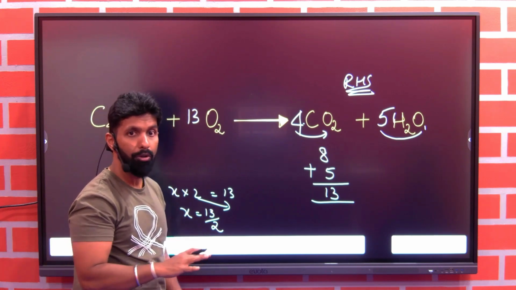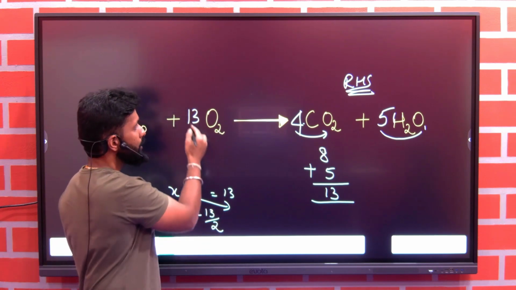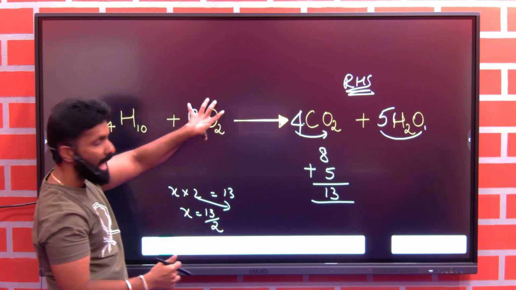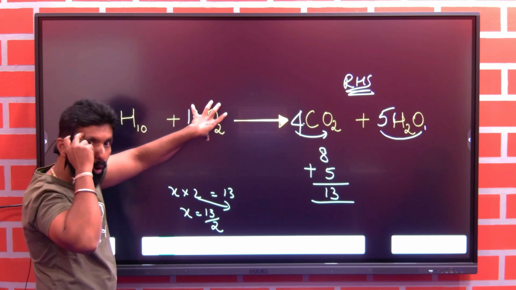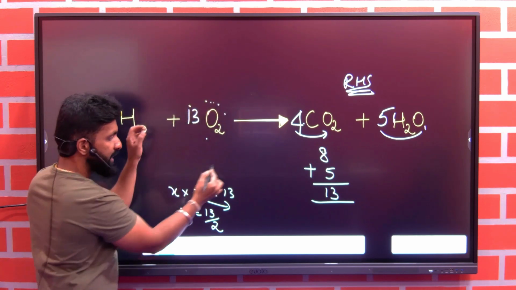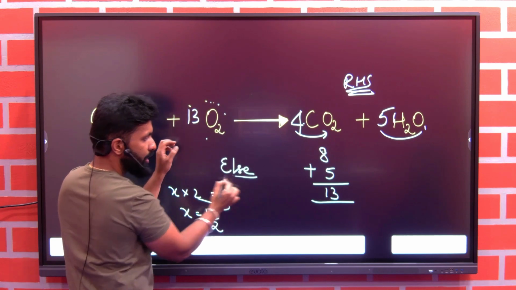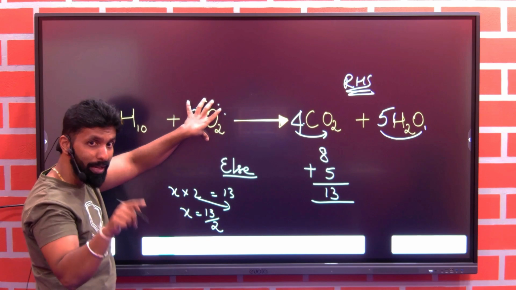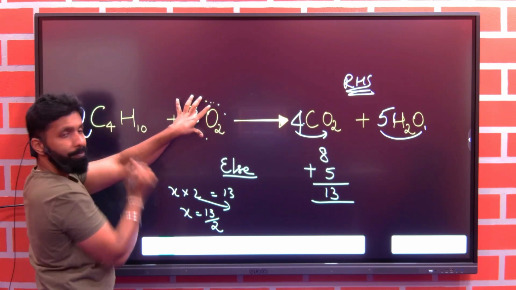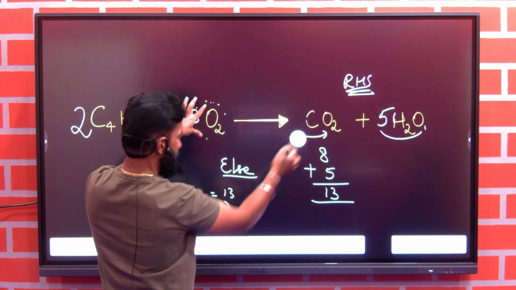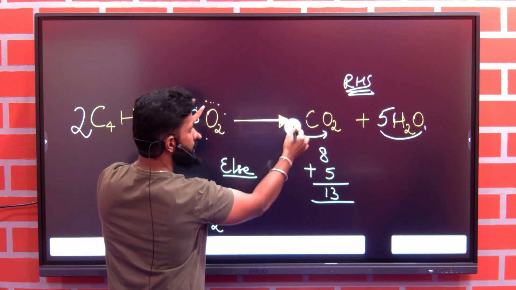The by 2, I keep it in my mind. Reason is I'm not allowed to write fractions in my equation. So 13 I write here. The by 2 I keep it in my mind. I again ignore this element, and whatever is there in my mind, I multiply everywhere else. Please understand, everywhere else, not with oxygen. Okay. So what is there in my mind? I have a 2 in my mind. So I put 2 here. Now the 4 gets removed. So I remove the 4 and I put a 2 here.